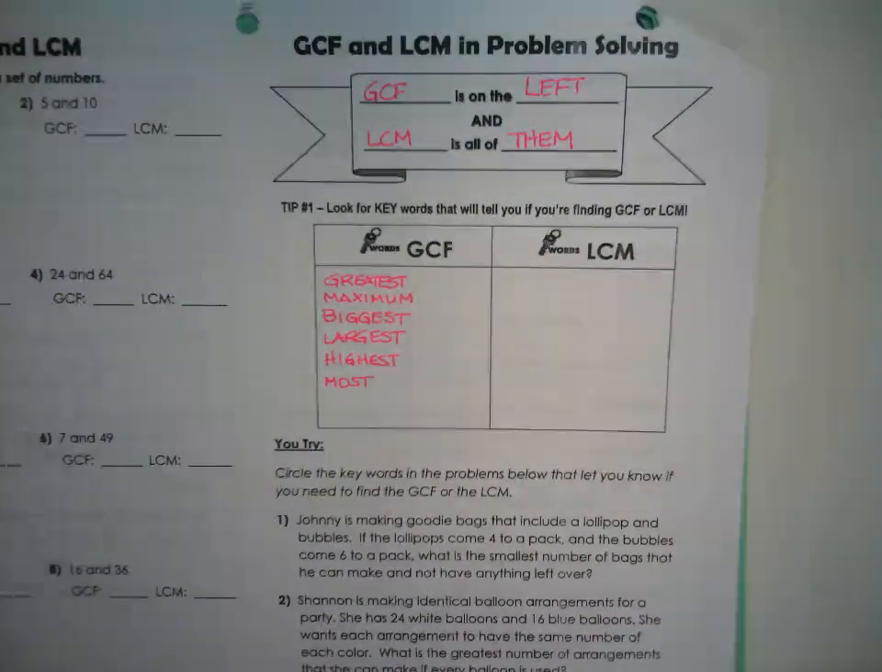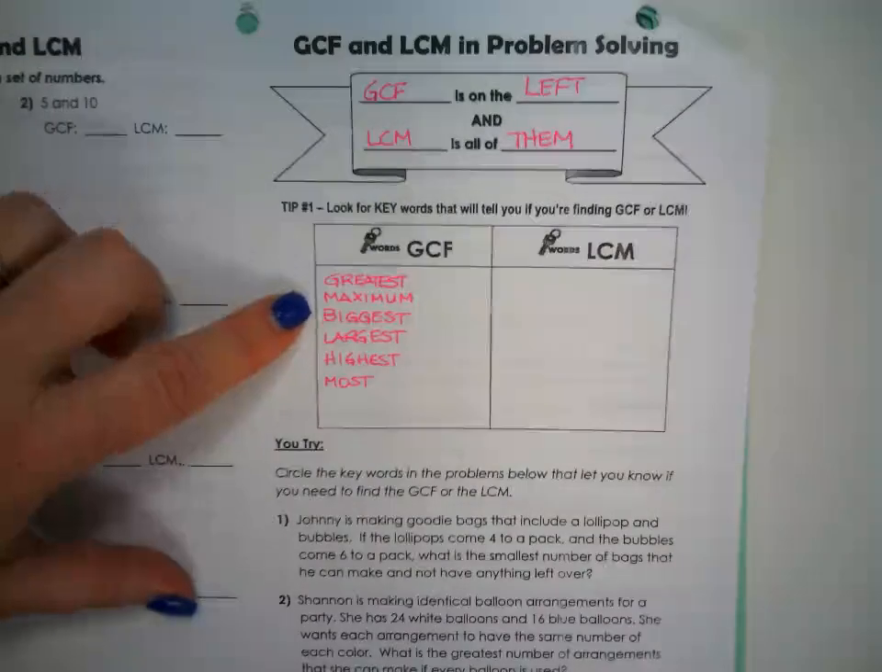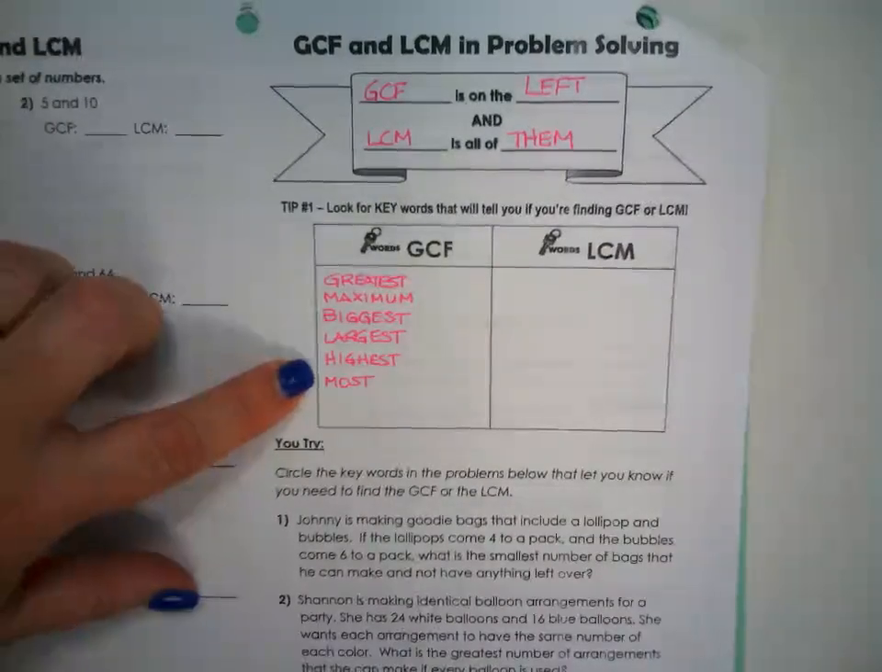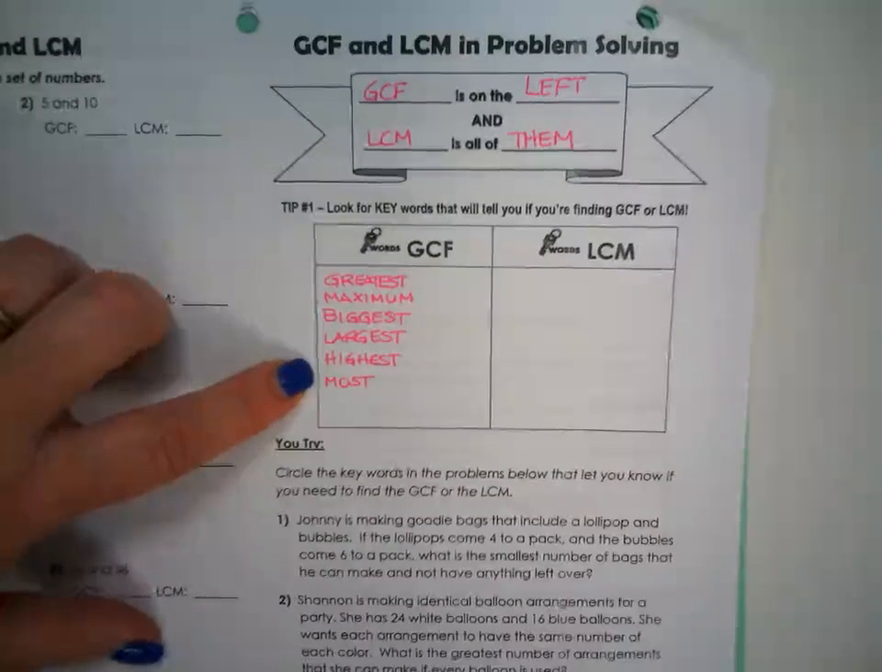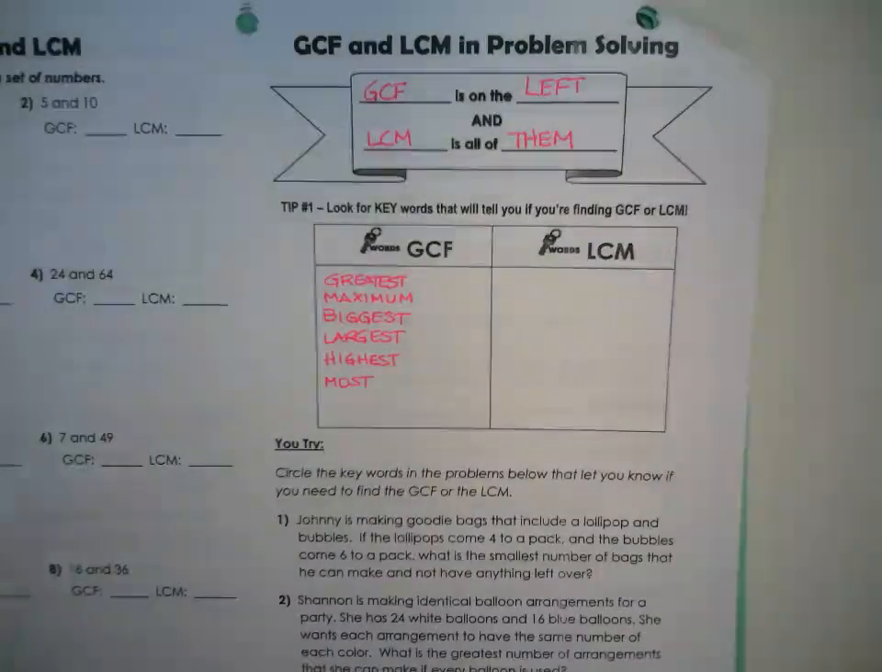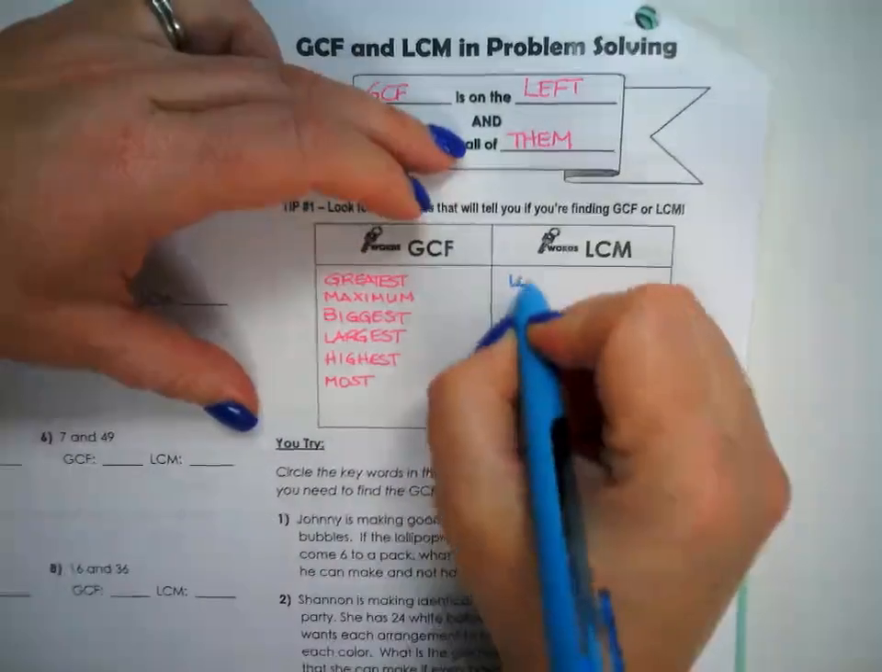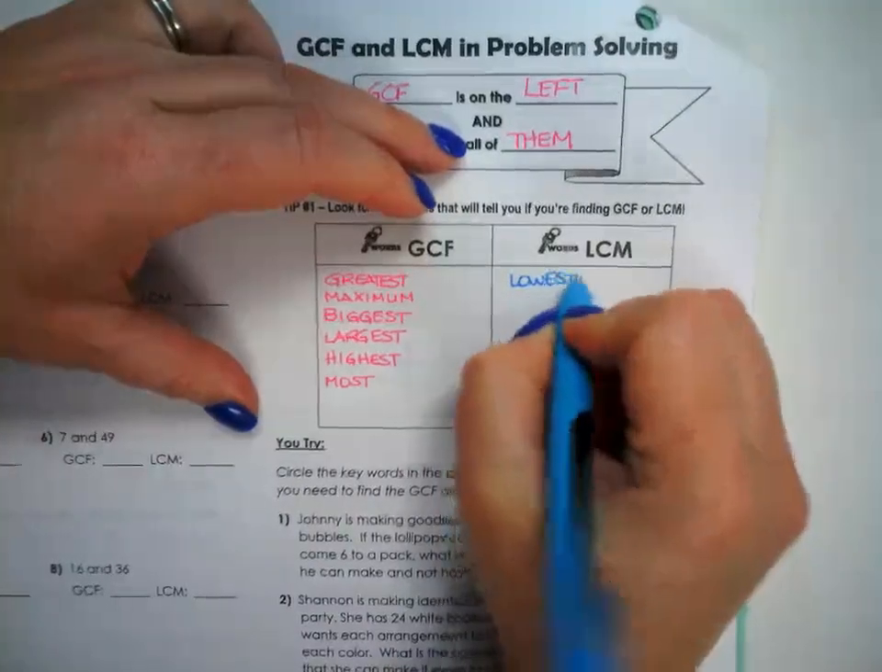So if you're reading a word problem and you're trying to decide, am I going to find the greatest common factor or the least common multiple? We're going to look to this list right here. Those will help us know, oh, I probably need to find the GCF. Somebody give me some words you think might help us find the LCM. Lynn: Lowest. That might work. Somebody else. Who haven't I talked to yet?